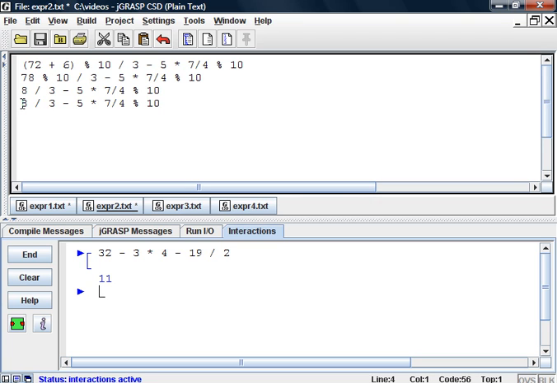And then again, going left to right, we're going to next compute what 8 divided by 3 is. It's integer division again, so we get an answer of 2. And so that leads us to this sub-expression.